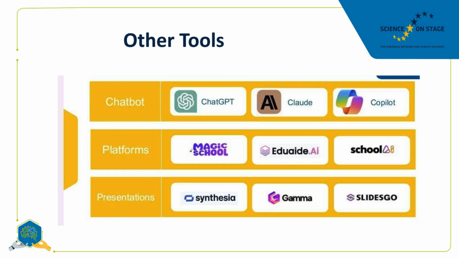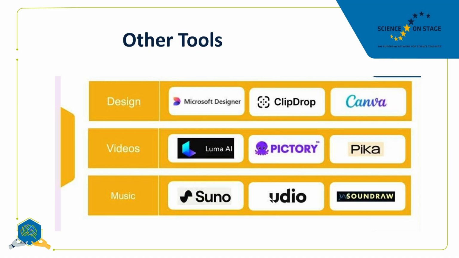During the conversation, you just have to prompt the correct output that you want. But some platforms like Magic School have everything already organized, and you don't have to prompt so much. Some other tools to design, we have Microsoft Designer, ClipDrop, and Canva, already updated to the new AI era. Also to make videos, Luma AI, Pictory, and many others like AGen, also it's great.